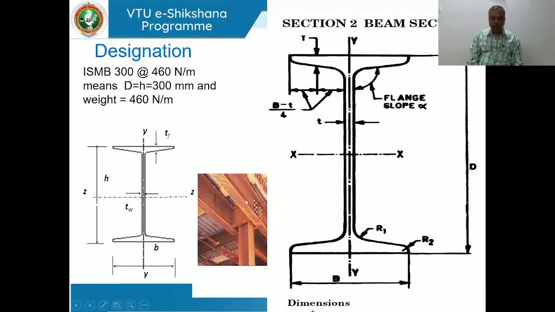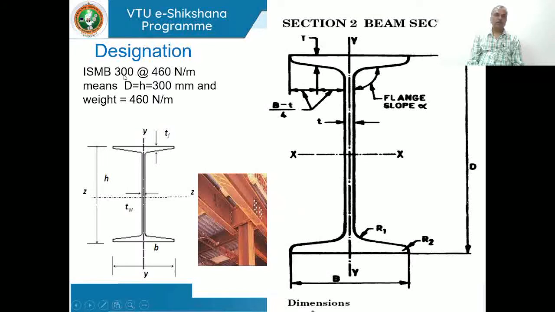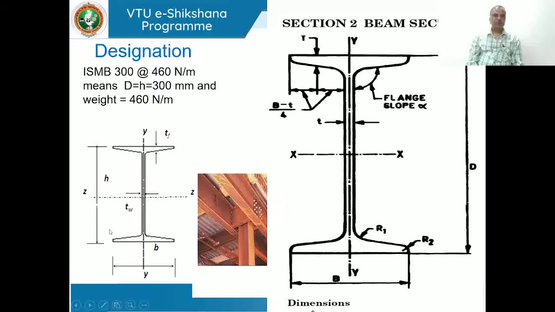Now kindly see how the I section is used in a building, where we have an I section used as a beam connected by sets of bolts, and also we have the vertical element which is used as a column. So column and beam are sections where I sections are being used. And how is this I section designated from the point of identifying its properties from the steel table? It goes like this. ISMB 300 at the rate of 460 Newton per meter, as an example. What is the meaning of this? Here 300 represents the overall depth of the section. In steel table, the overall depth is designated as capital D. Otherwise, in IS 800, it is represented as small h.